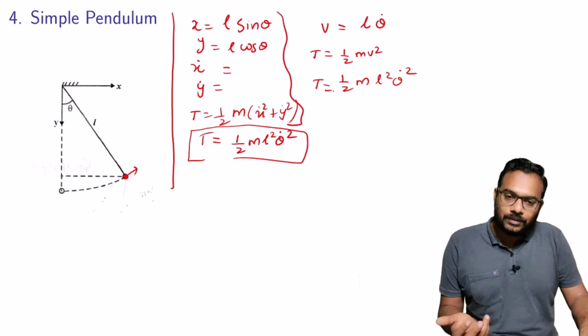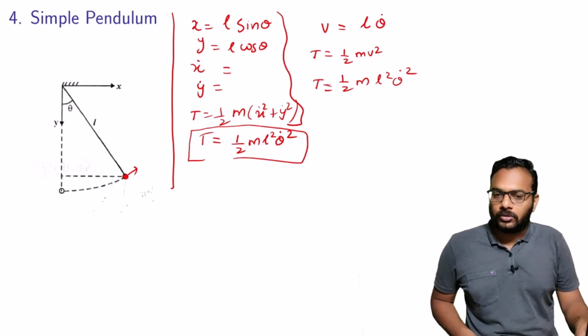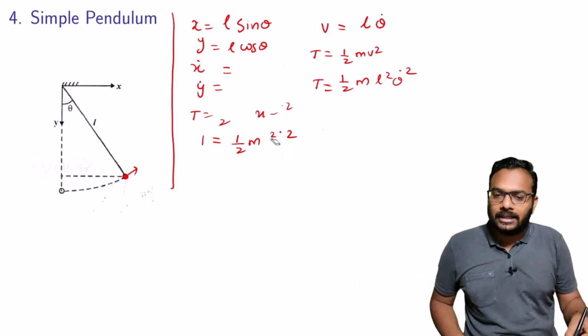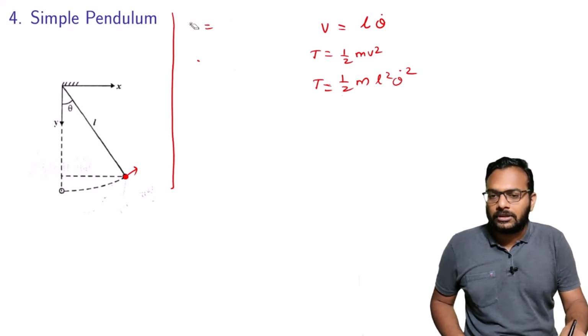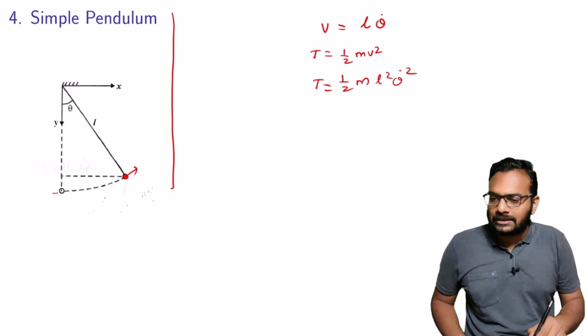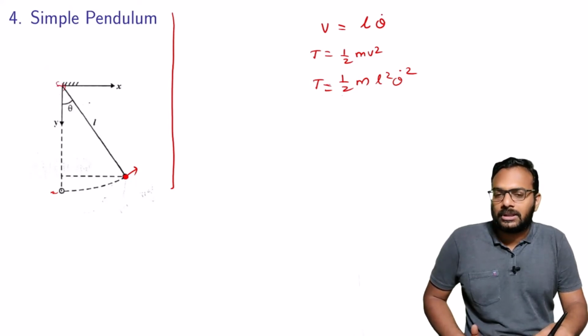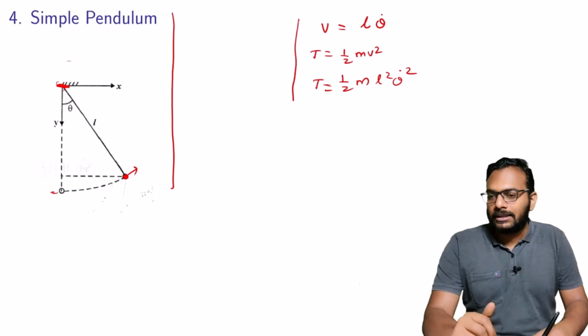We can start with this expression, T is equal to half m L squared theta dot squared. I hope that's clear. We have got the kinetic energy now. What about the potential energy? You can choose any reference point. Two possible choices are this one as the zero potential, or that one as the zero potential. Both work, you can convince yourself, and I will take this as the reference point, the zero potential energy.